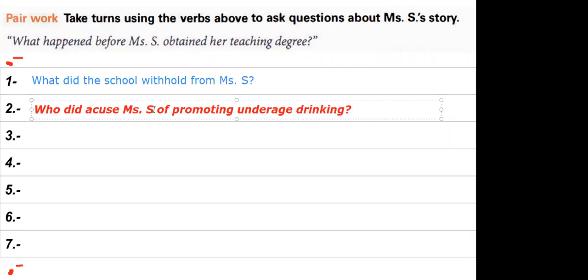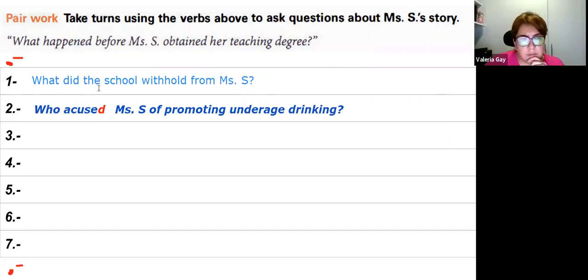Okay, now there is something wrong with this question, because I have the auxiliary and the verb together in a question. That's not typically correct. I think it's accused without it. That's right. Why? Because who is the person? We don't use an auxiliary with who. Awesome. So let me change this to blue. And now I'm gonna write the D with red. Who accused Ms. S of promoting underage drinking? Beautiful. Thank you very much.